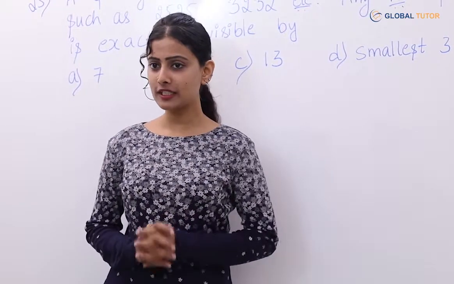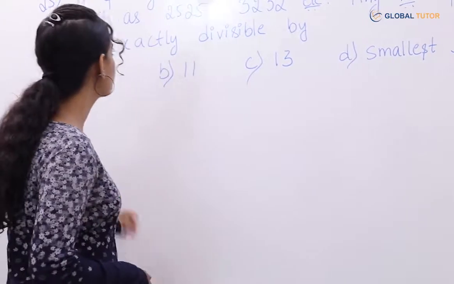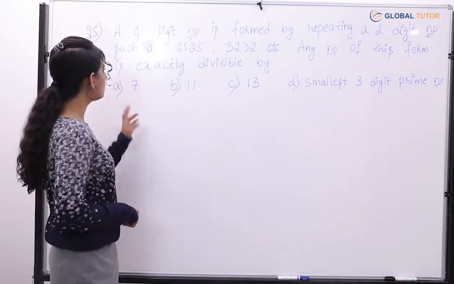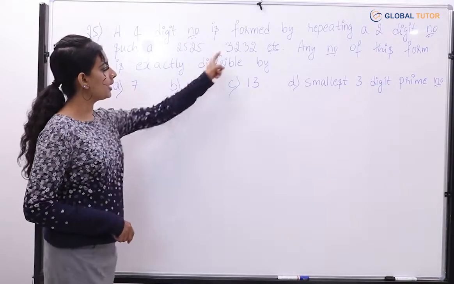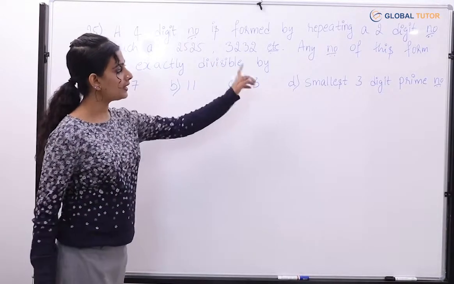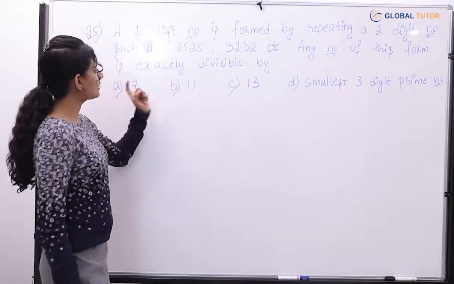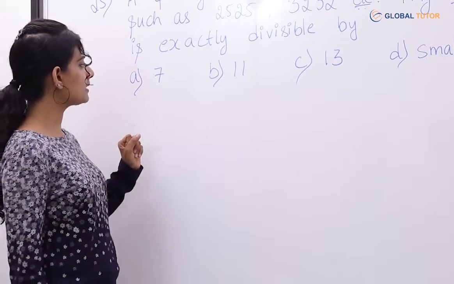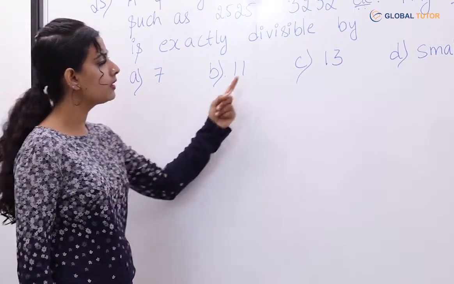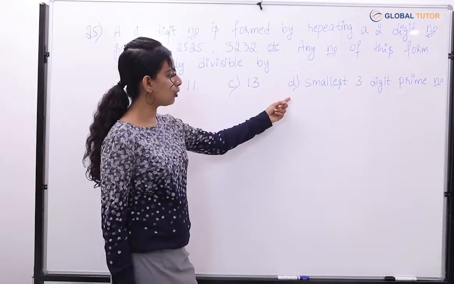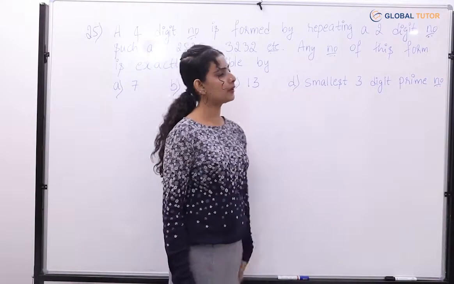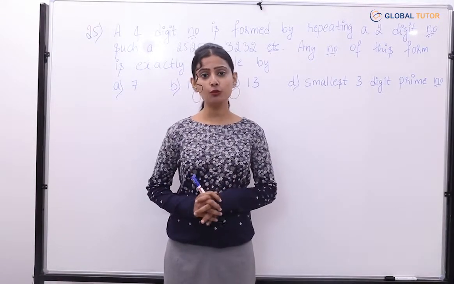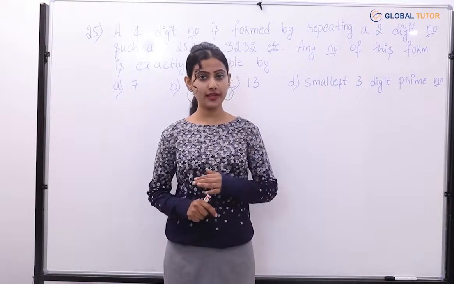In today's episode, we got an interesting question. Let us go through that. A 4-digit number is formed by repeating a 2-digit number such as 2525 and 3232, etc. Any number of this form is exactly divisible by, we got 4 options. First option is 7, second option is 11, third option is 13 and the fourth option is smallest 3-digit prime number. Whenever you get a generic question like this, always look for a smaller number of the same form.